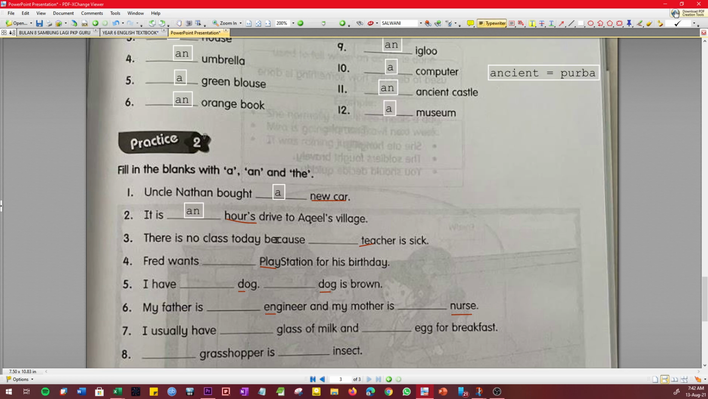Right, next. There is no class today because a teacher or the teacher. Ini selalu bila semak karangan kamu suka letak a. Right. Kenapa jawapan dia the?